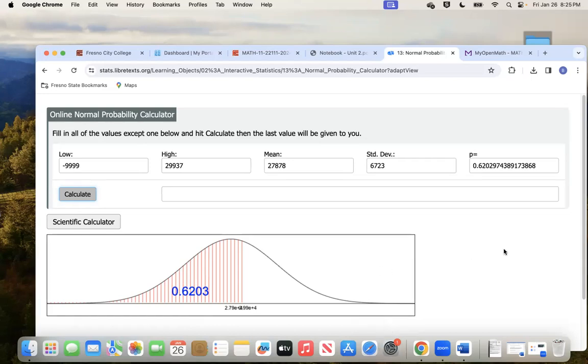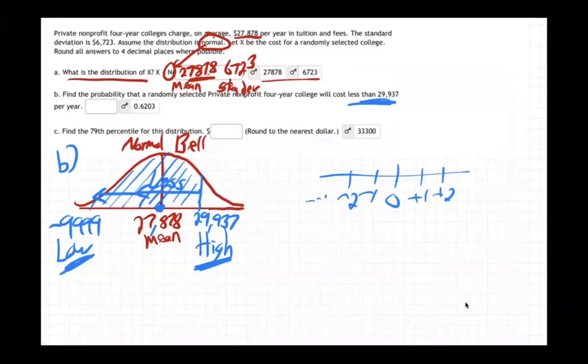Let me go back to it. Oops, keep switching around here. And so that's how we get that answer, 0.6203. Okay, now, part C. By the way, part B said find the probability. Notice. Okay, part C says find the 79th percentile.